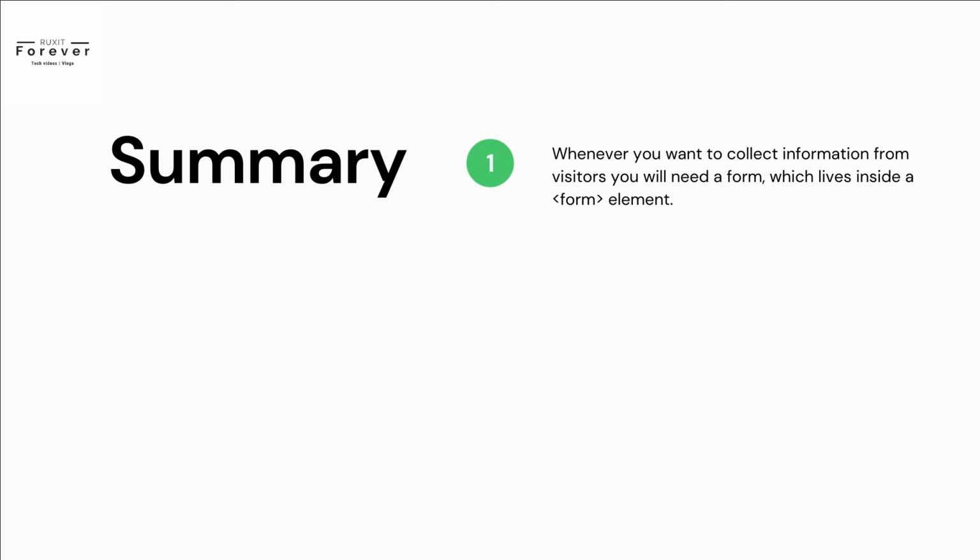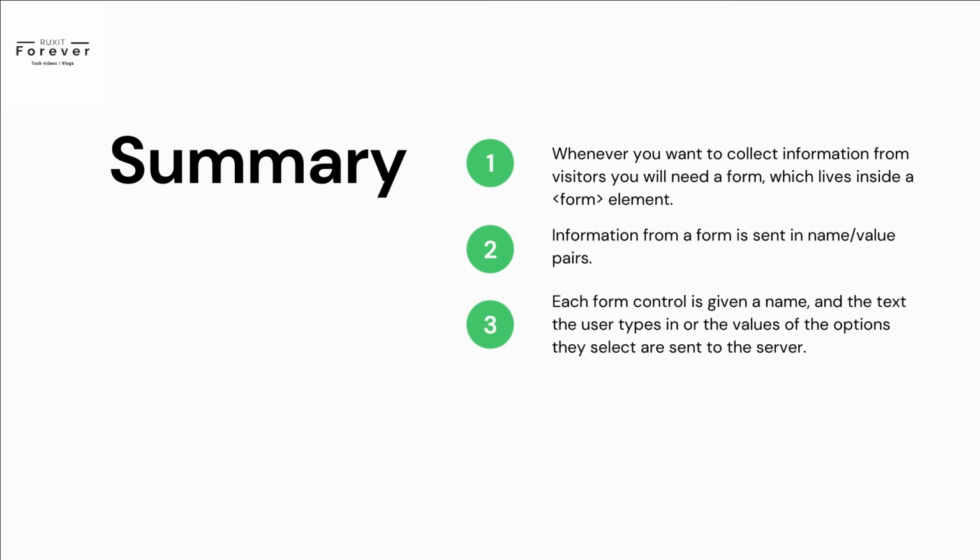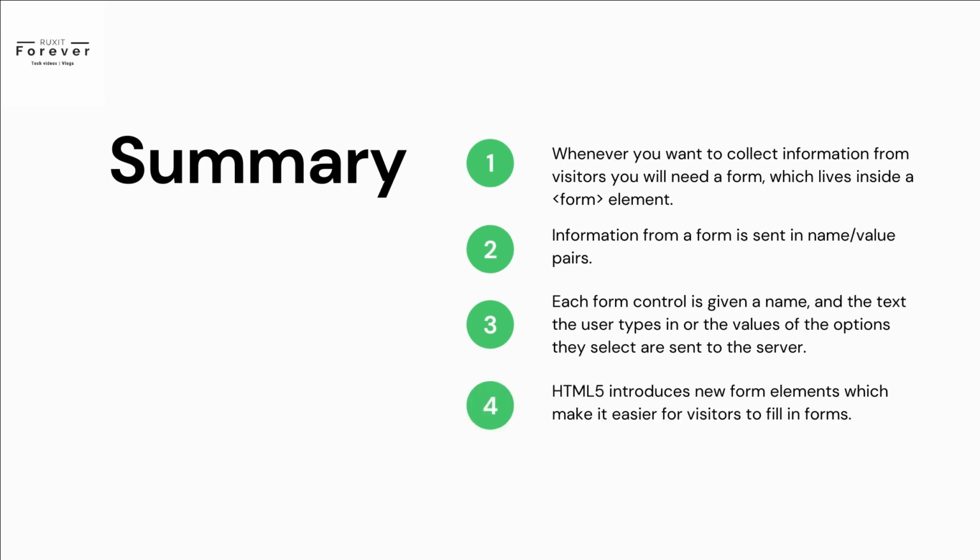Let's go over some of the notes in the summary. When you want to collect information from visitors, you'll need a form, which is contained within a form element. Name, value pairs are used to send information from a form. Each form control is named, and the text entered by the user or the values of the options selected are sent to the server. HTML5 adds new form elements, making it easier for visitors to fill out forms.